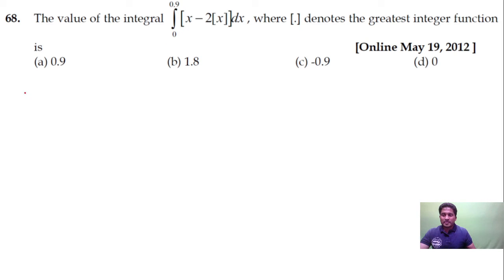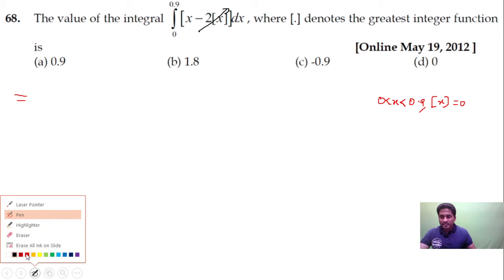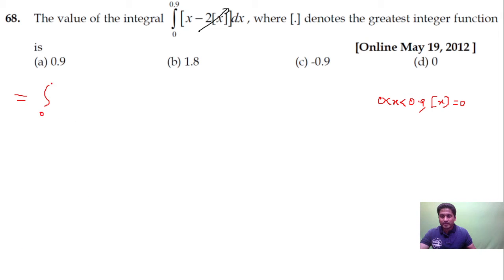Even this is simple, guys. Between 0 and 0.9, box x is 0. Right? So this is 0. This fellow is 0. Now again it comes inside the box. So this is equal to 0 to 0.9.